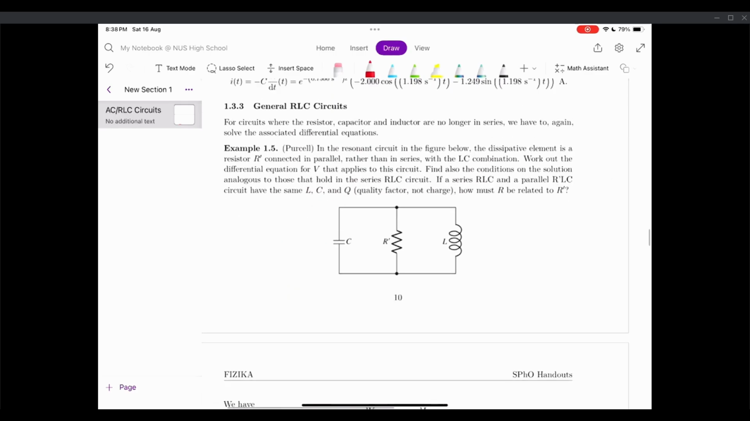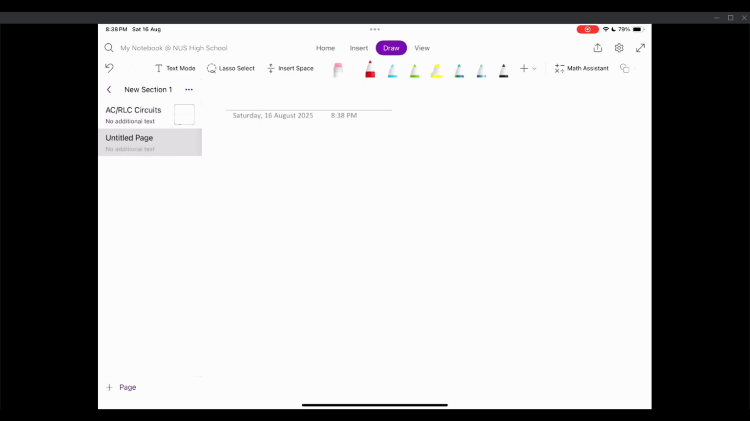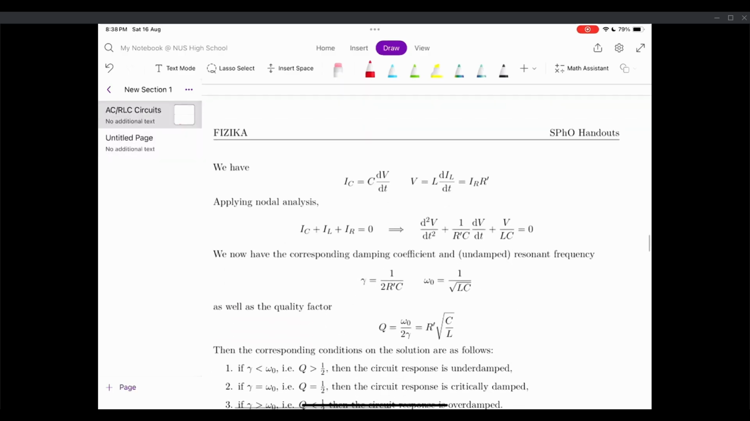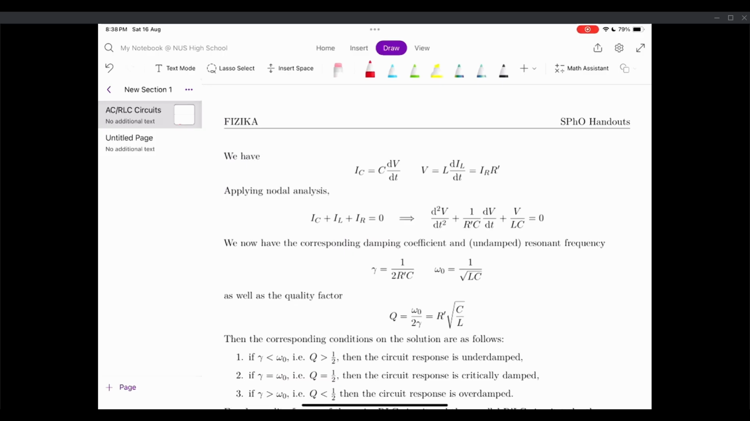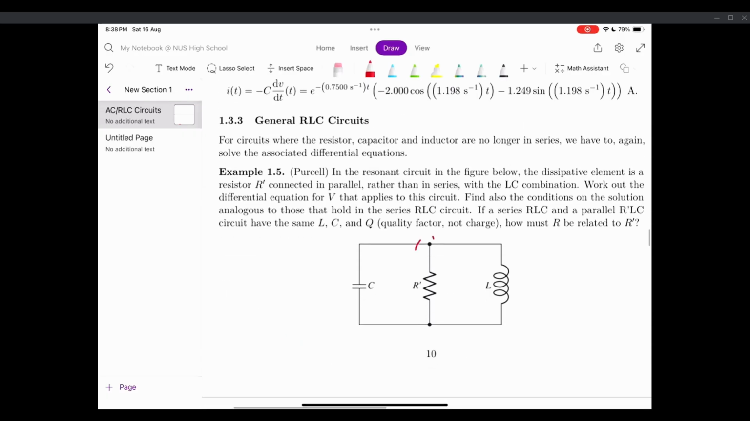And for general RLC circuits, this is where you need to apply your differential equations again. This is where you have to manually do it, which is kind of a no-choice thing. So in this example, we have a parallel RLC circuit instead of a series RLC circuit. And in this case, we have to solve for the time dependence again, but this is all the same stuff I've discussed just now. Here we're using nodal analysis instead, because it's easier to consider the potential here, since the potential difference across all of this is the same.